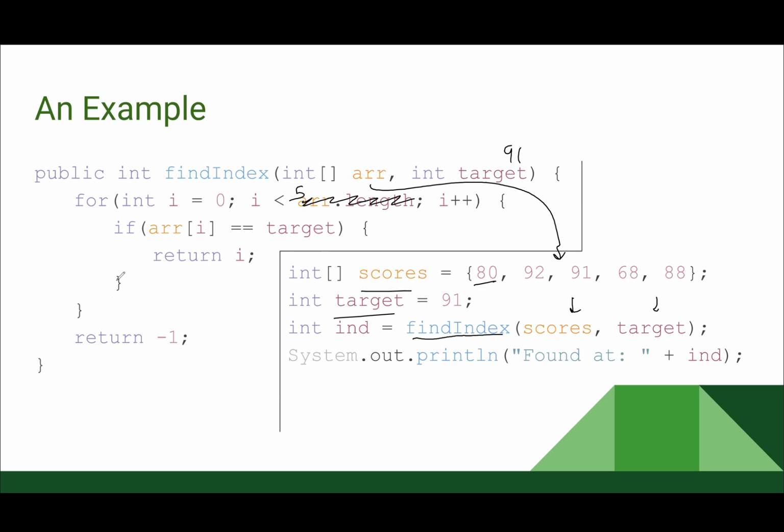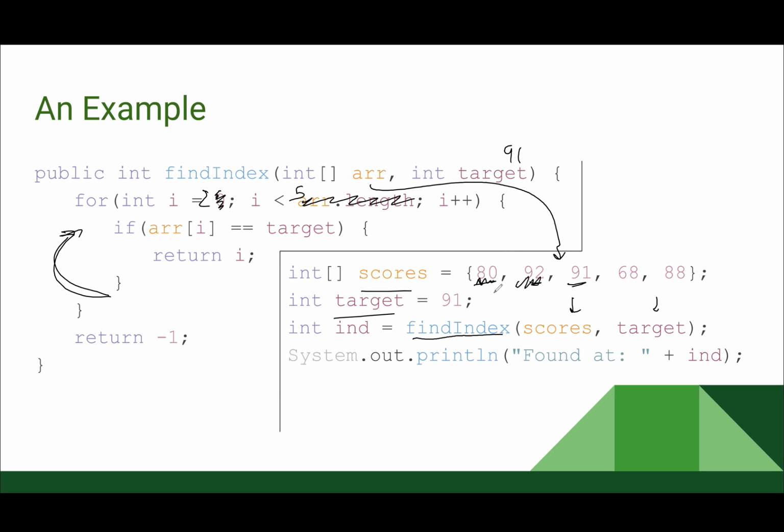So we didn't see it here. We're going to go up. Now i is going to equal 1. i is still less than 5, so we're going to enter our loop again. Is array at index i, which is now 92, equal to our target? No. Still it is not. So we are going to skip our if, jump back up to the top again. Now i is going to equal 2.